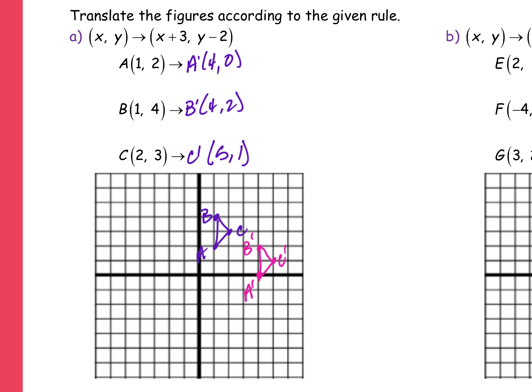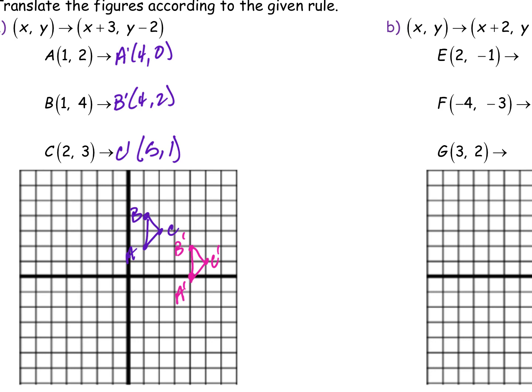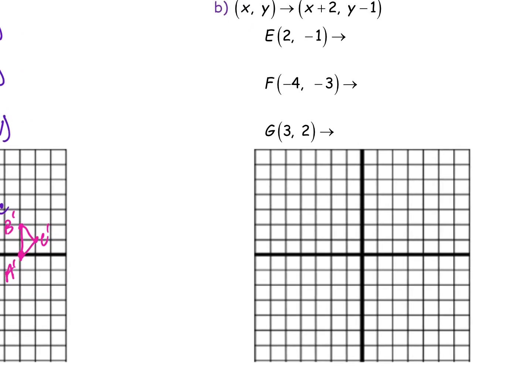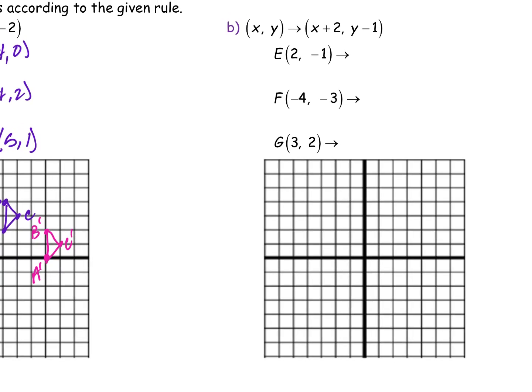Okay. And if we go to number B, yes, I said number B. In math, letters are numbers, right? Just some unknown number. So I do that a lot, sorry. So number B, I'm adding 2 and subtracting 1. So I've got E prime is 2 plus 2 is 4. And negative 1 minus 1 is negative 2.